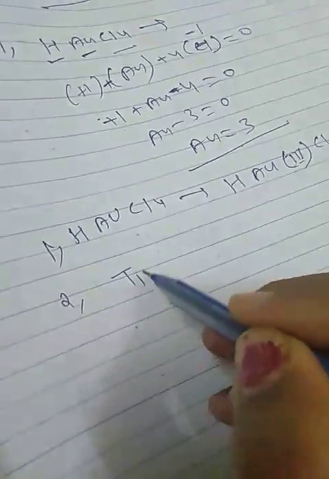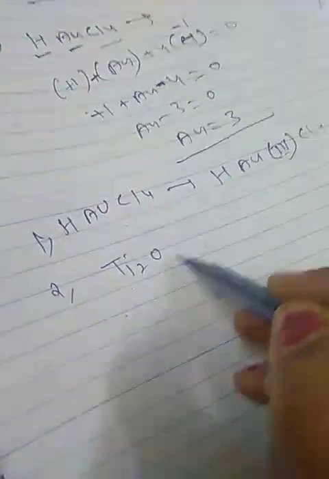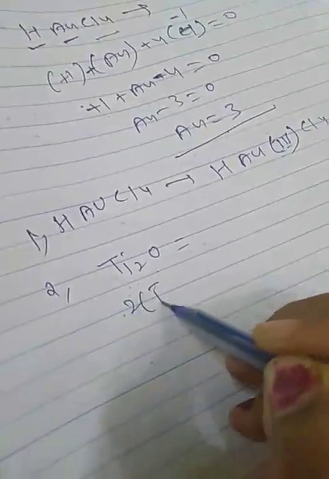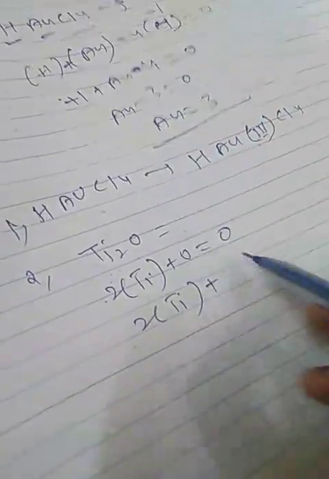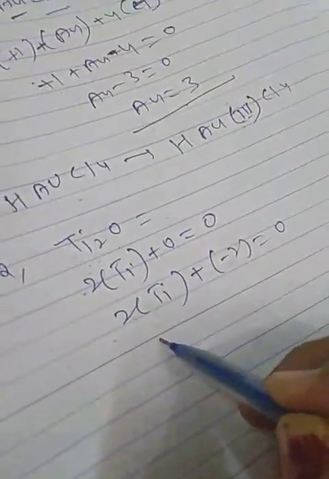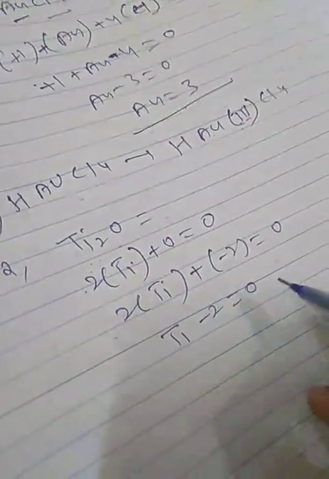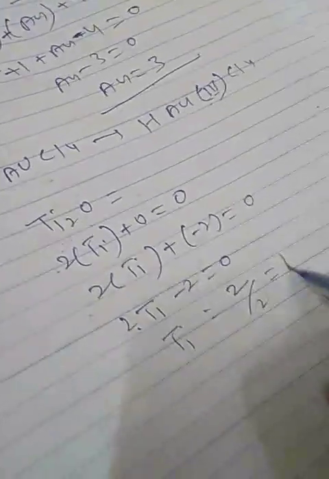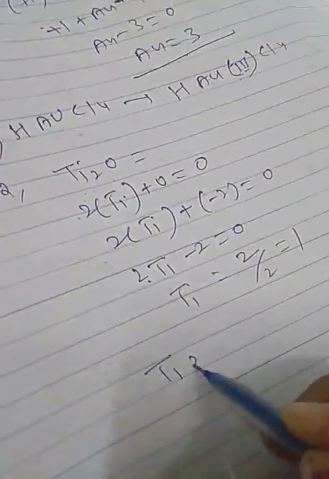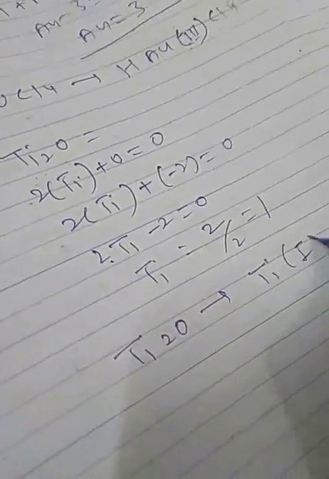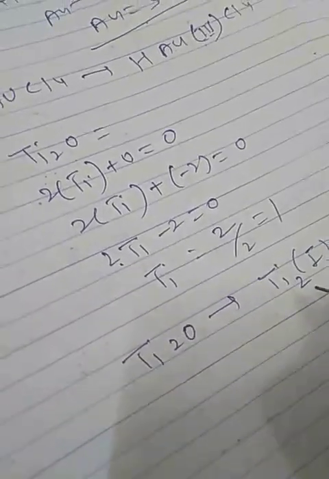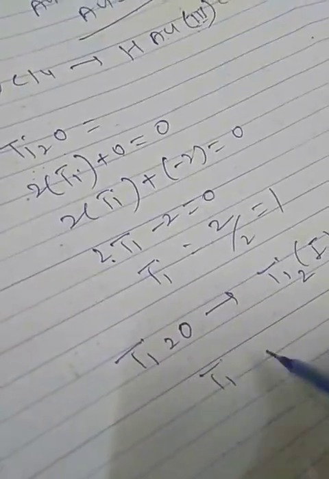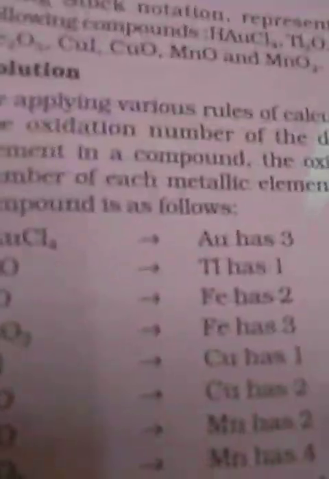Very easily now, Ti, verbally you can also do. Ti2O: 2 Ti plus O is equal to 0. 2 Ti plus oxygen's minus 2 is equal to 0. So 2 Ti minus 2 is equal to 0, so Ti is equal to 2. 2 will come here, 2 upon 2 is 1. So in stock notation for Ti2O you will write Ti(1). So you have to write the stock notation of Ti as 1. Like that you can do all.